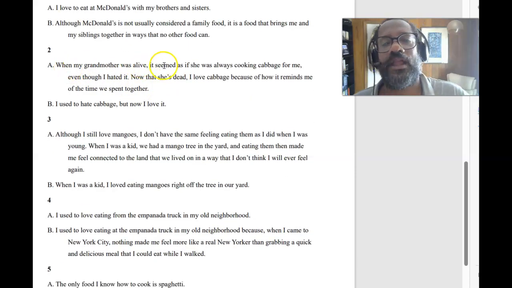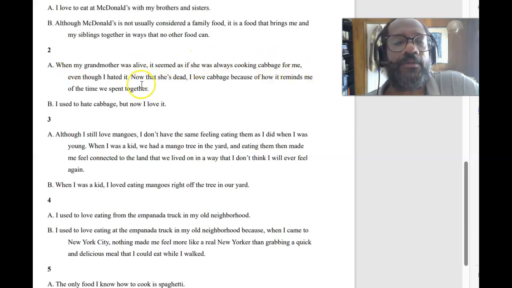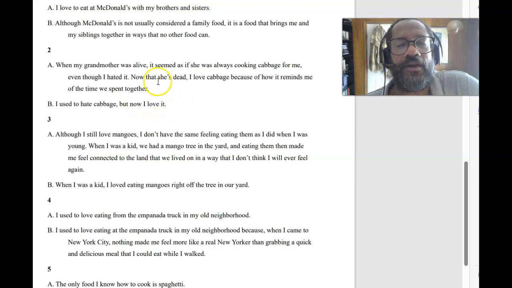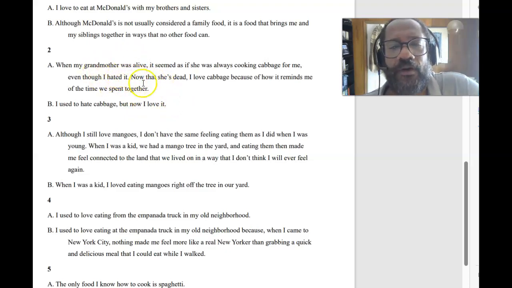When my grandmother was alive, it seemed as if she was always cooking cabbage for me, even though I hated it. Now that she's dead, I love cabbage because of how it reminds me of the time we spent together. Right, now we need to think about what that is. This is better than saying, I used to hate cabbage, but now I love it. That might be true, but they're thinking about how they love it because it reminds this person of their grandmother. Let's think about that time they spent together.